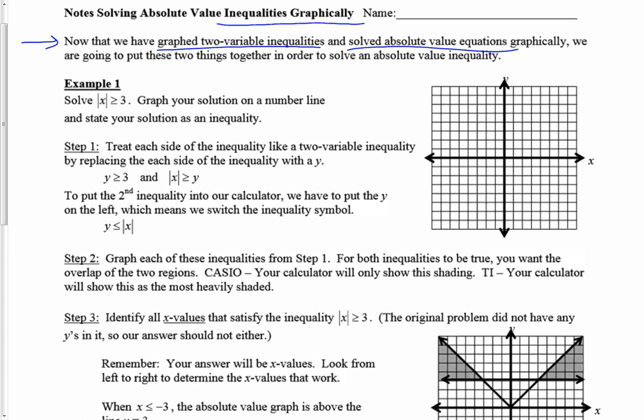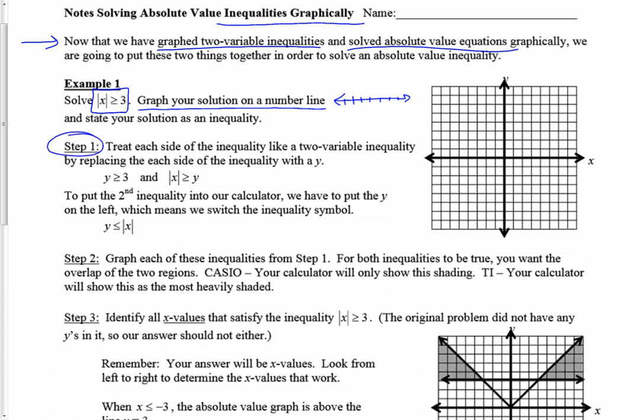So here's example number 1. Solve the absolute value of x is greater than or equal to 3. This is an absolute value inequality because it's got the greater than or equal to symbol in it. When we solve that, we're going to graph our solution on a number line, that's a two-dimensional number line like this, and also state our solution as an inequality. So we're going to write it with symbols but no absolute value signs. Let's go through the steps that we would do.